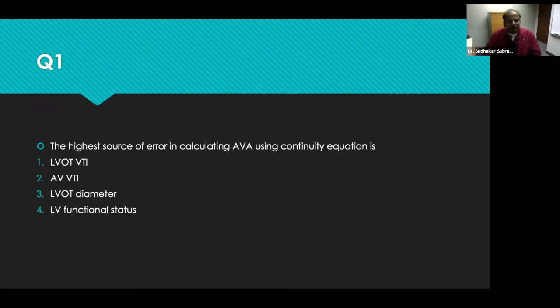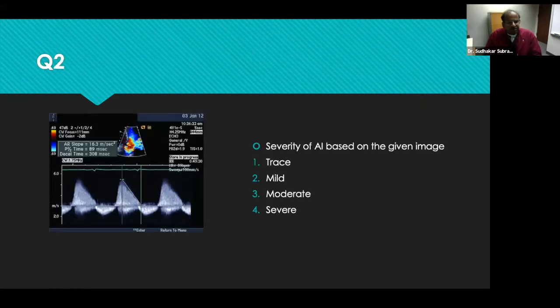So we'll start with a couple of questions. The first one: there's always a potential for error when we are measuring the aortic valve area, especially using the continuity equation. So what do you think is the highest source of error among these four parameters? And then based on this image given, what do you think the severity of the aortic insufficiency is?